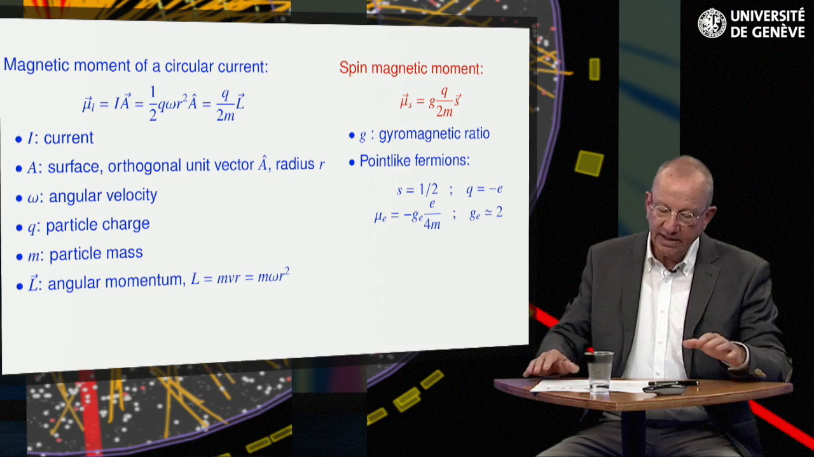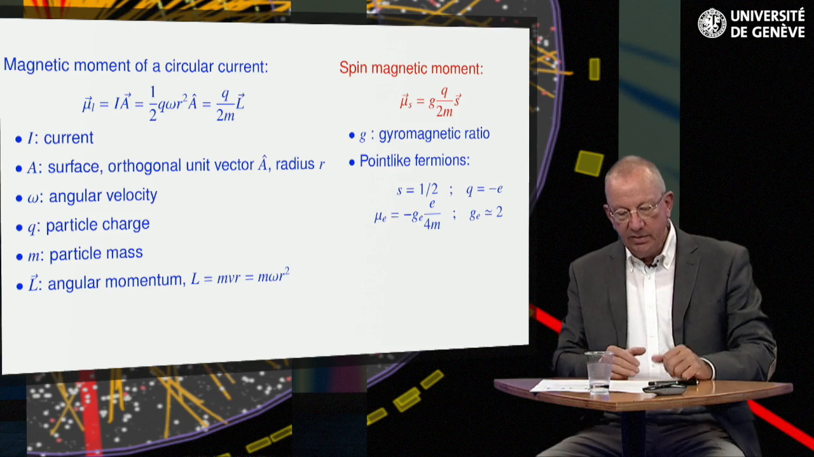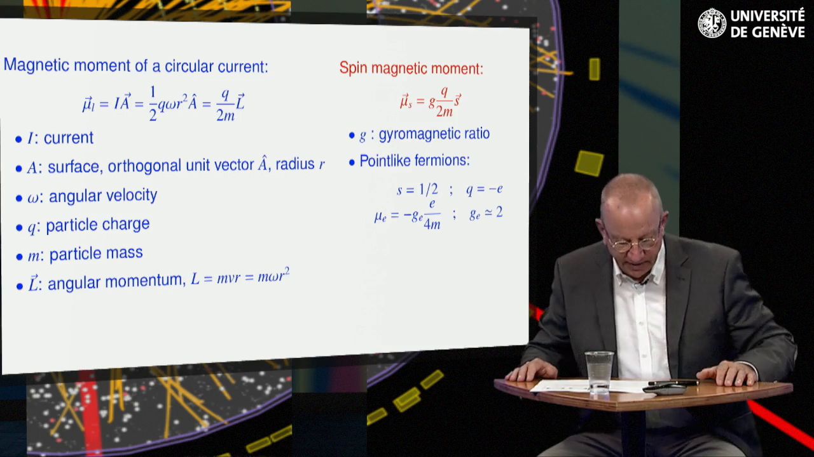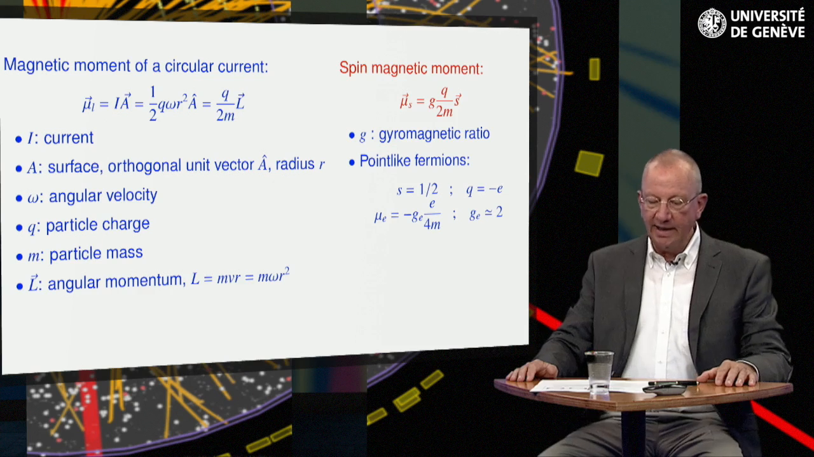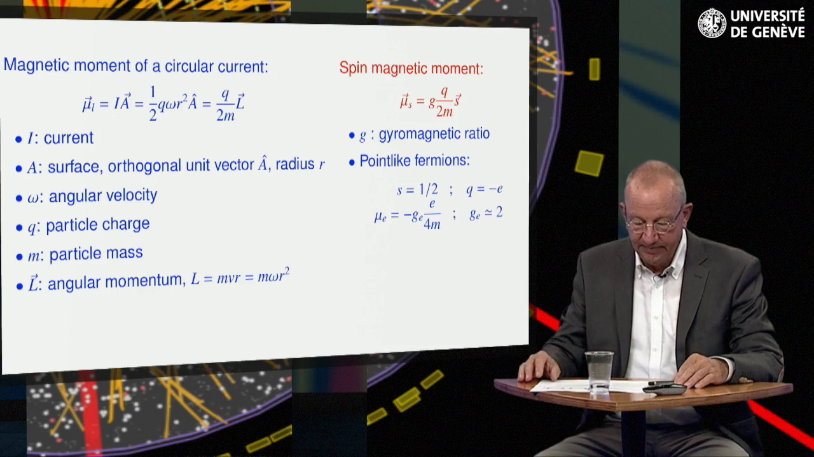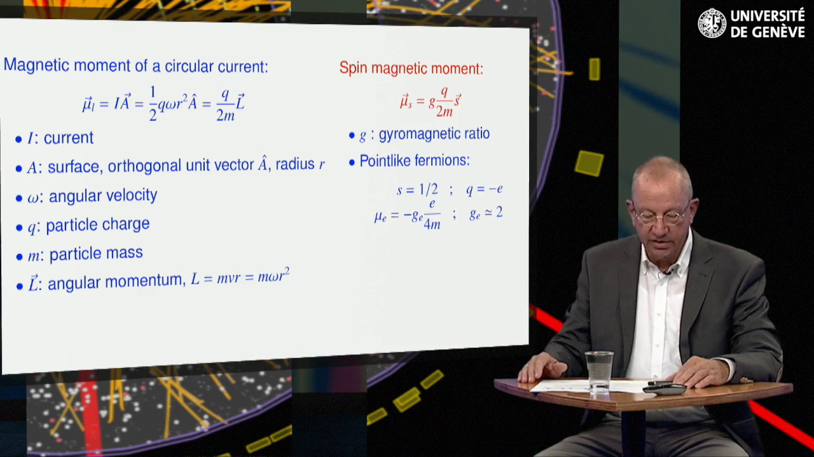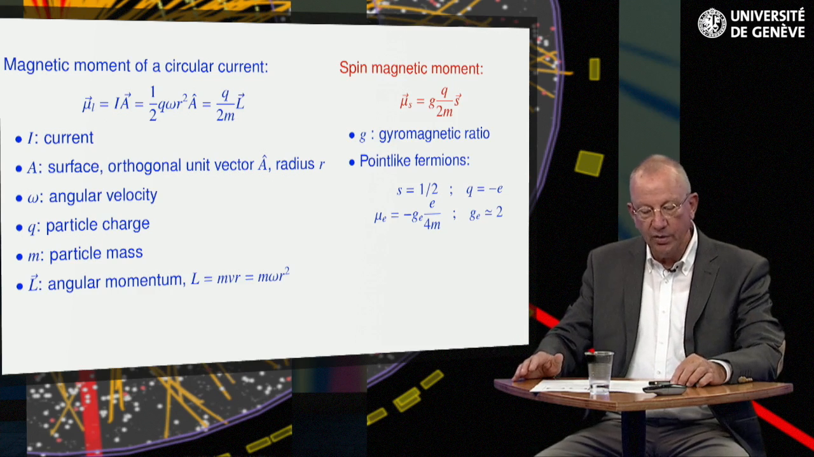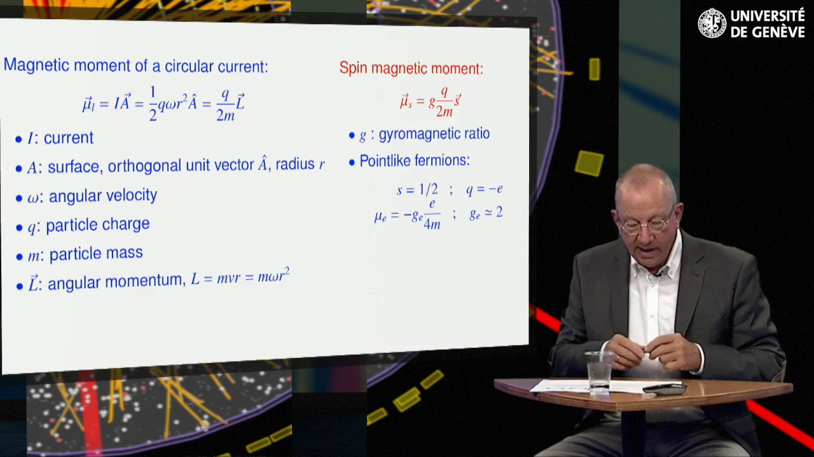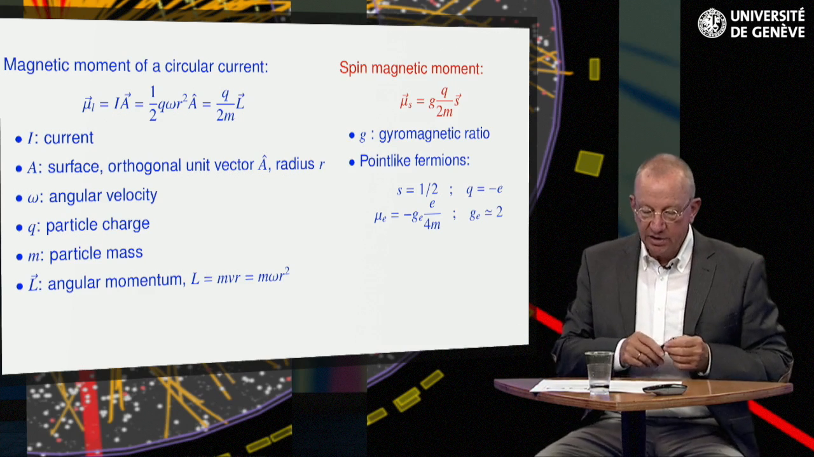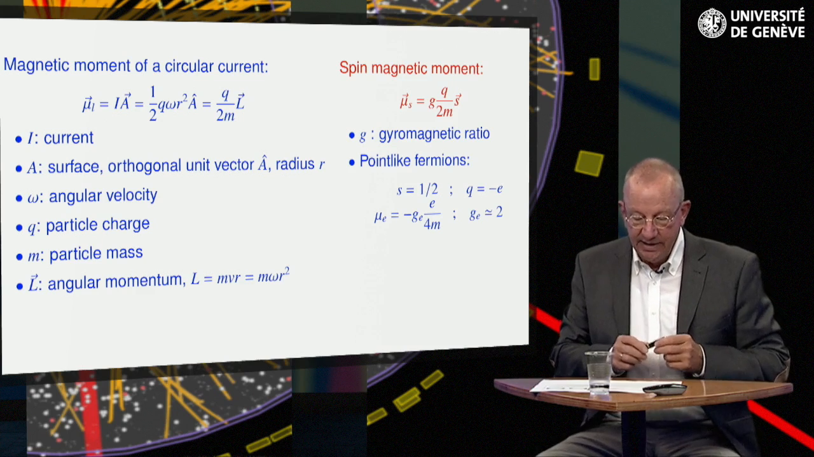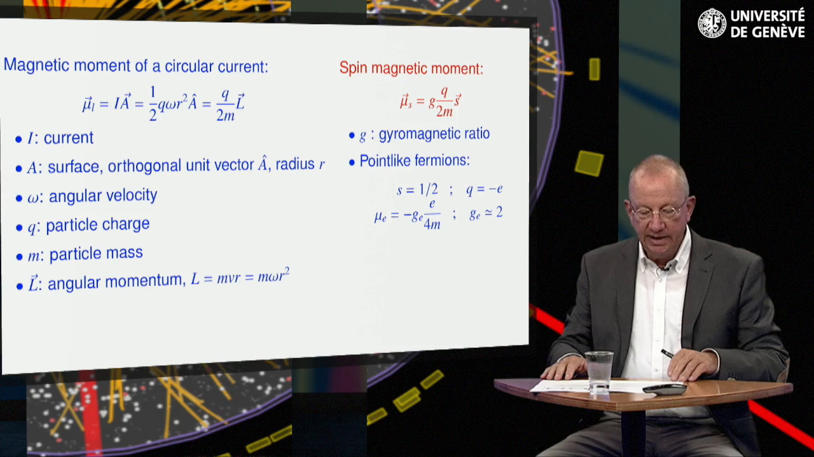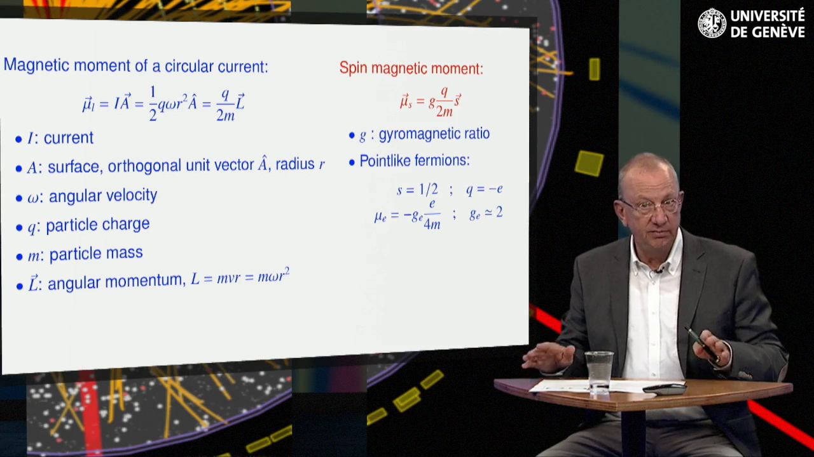It is plausible that an intrinsic angular momentum will cause an analogous magnetic moment. A new proportionality constant comes in. It's called the gyromagnetic ratio, g. Its value depends on the internal structure of the particle. For a point-like fermion, such as the electron, muon or tau, the spin is 1/2, the charge is minus e, so μ is equal to minus g times e divided by 4m. A QED calculation to first order gives g simply equal to 2.